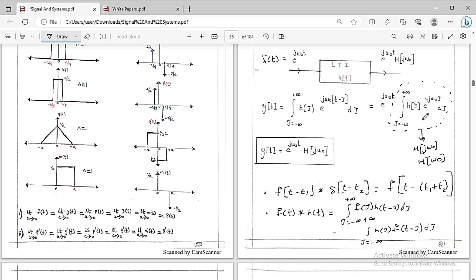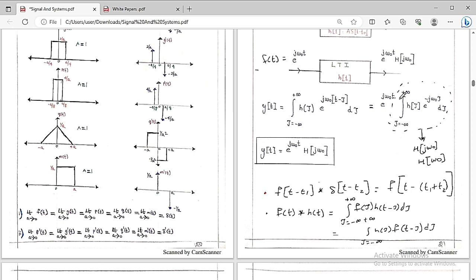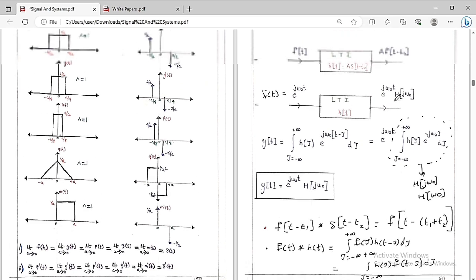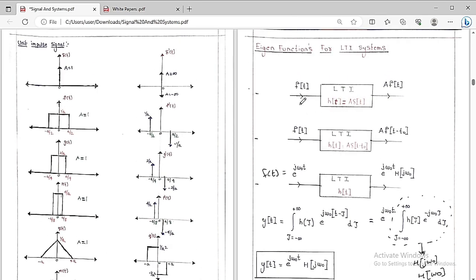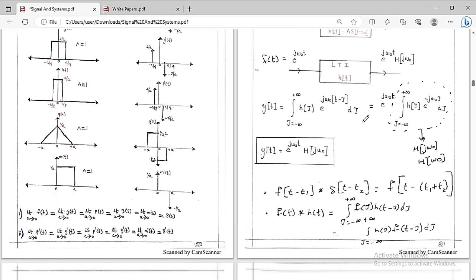Therefore we can say that I already told you what is the meaning of eigenfunction. If the input is f of t and the output is a scalar multiple of the input, then those inputs are called the eigenfunctions for those LTI systems. So we can say e to the power of j omega naught t is the eigenfunction for the LTI system, as you can see clearly from this. This is called the Fourier transform of the impulse response h of t. These things you always have to keep in your mind.